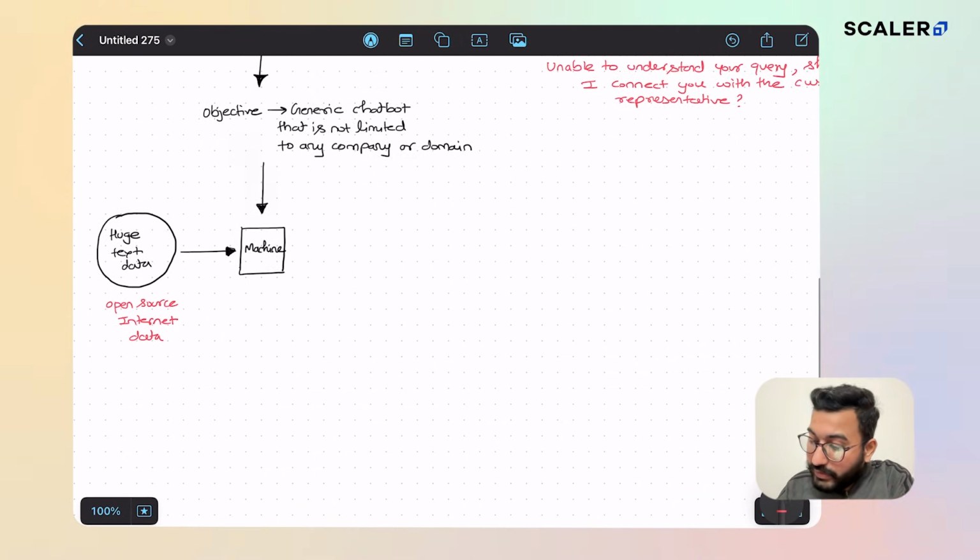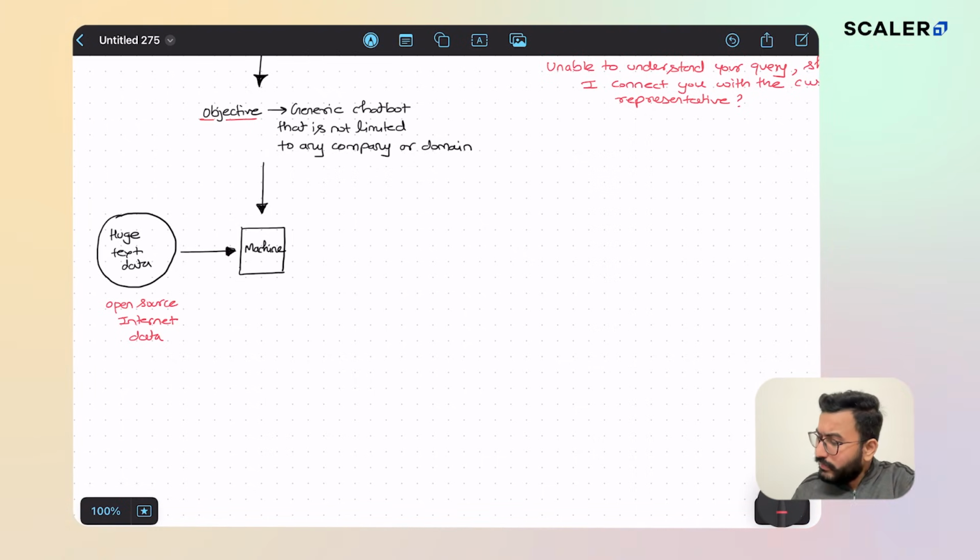So their objective was clear. They wanted to come up with a generalized chatbot which is not limited to a company or a domain, a chatbot which can answer any general question. That means they were required to train a machine on a huge set of textual data, or in simple language, on the open source internet data. Now, the problem with this kind of mechanism was that there was no such algorithm or technique to make this machine learn from this humongous amount of data.